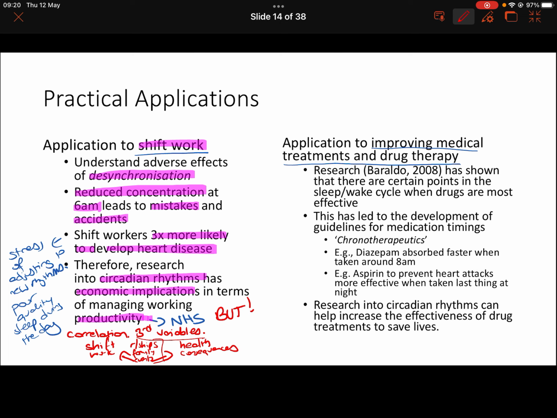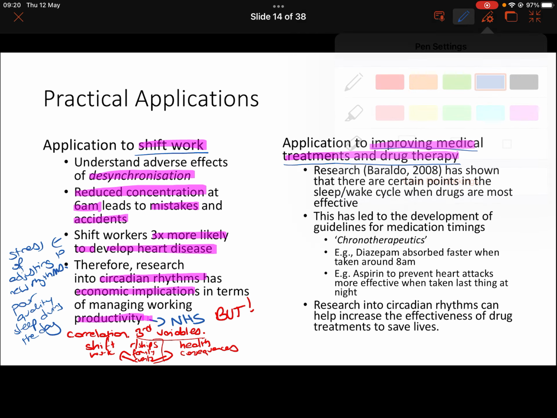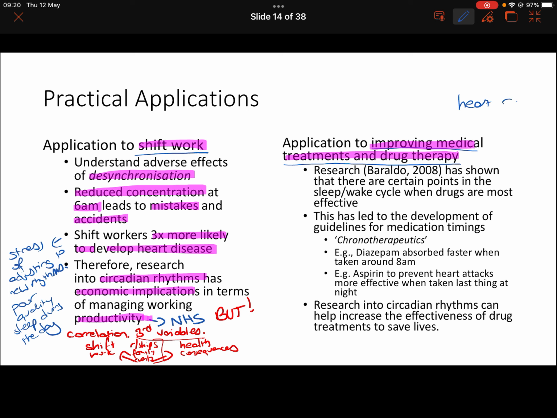And finally, our understanding of circadian rhythms has helped to improve medical treatments and drug therapy. Circadian rhythms regulate a number of the body's basic processes. Circadian rhythms regulate things like heart rate, digestion, hormones, and because of this, research has shown that there are particular points in the day where drugs are going to be most effective.